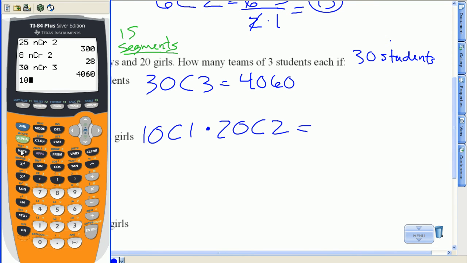10, math, get over to our C here, 1, which is just going to be 10, times 20, math, get over to our C here, 2, alright, and it'll do it for us. 1900.